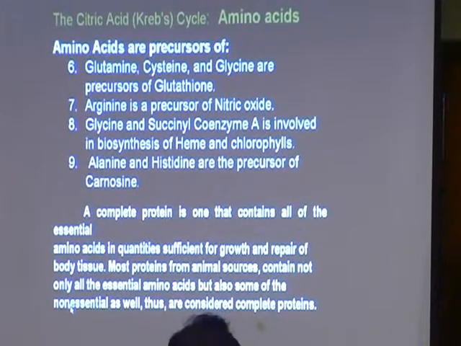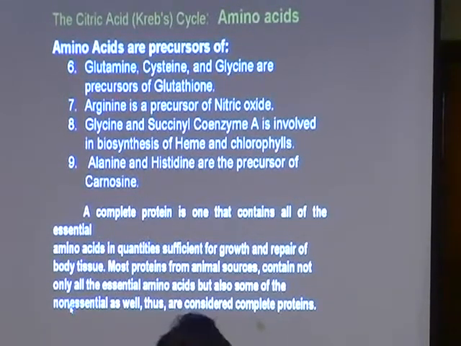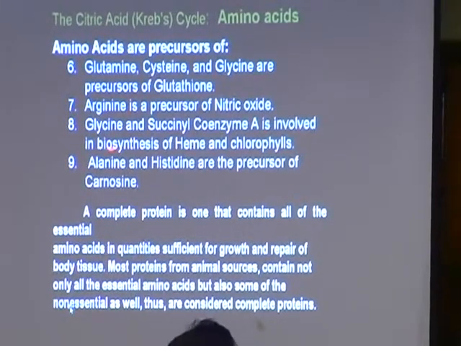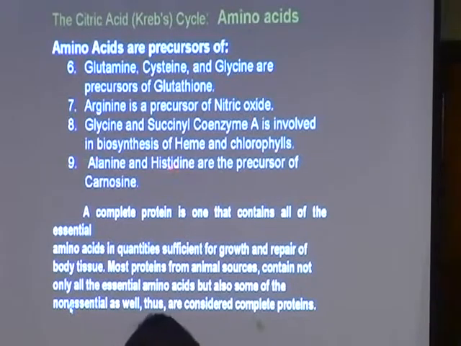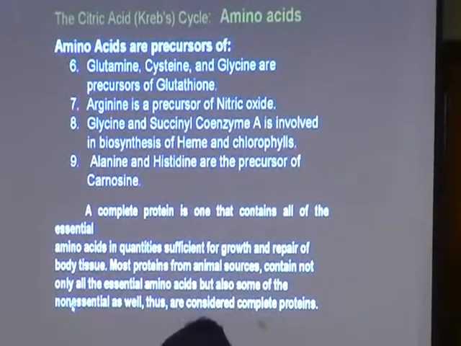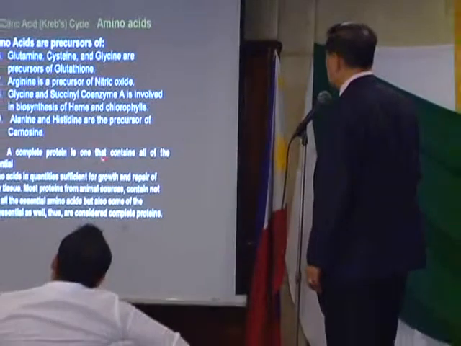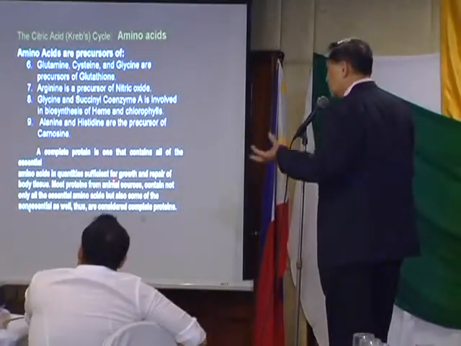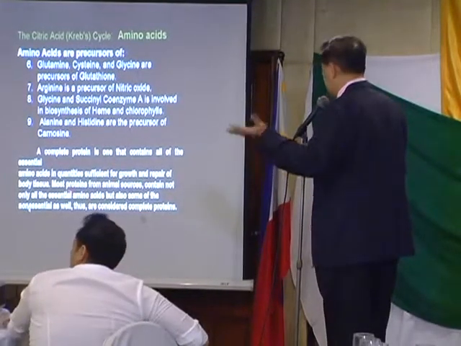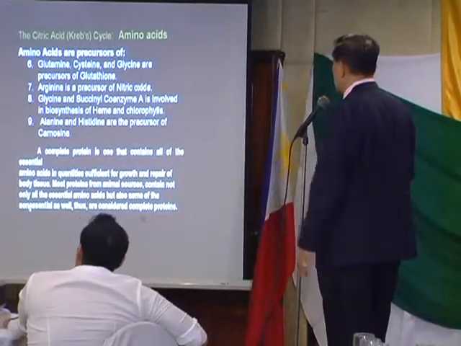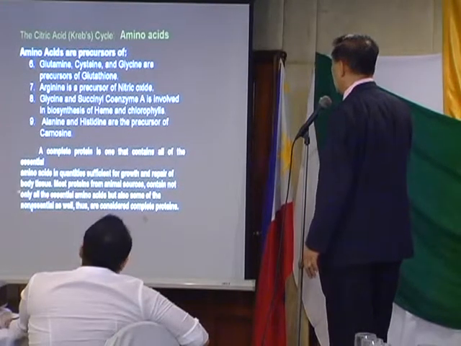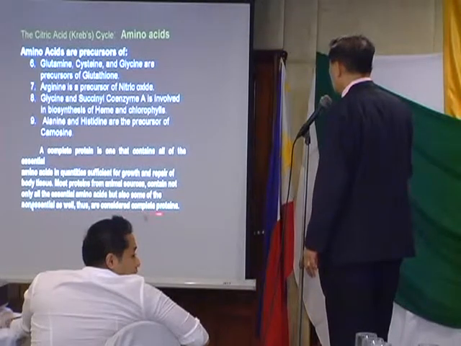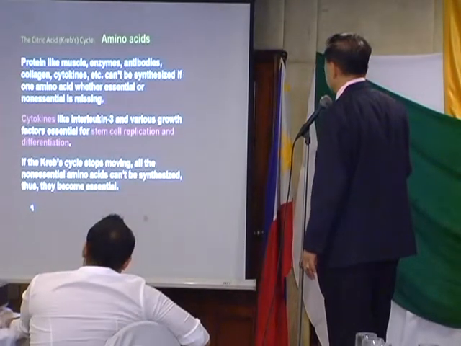Glutamine, cysteine, and lysine are precursors of glutathione. Arginine is a precursor of nitric oxide. Glycine and succinyl coenzyme A are involved in the biosynthesis of heme and chlorophylls, and alanine and histidine are the precursors of carnosine. A complete protein is one that contains all of the essential amino acids in quantities sufficient for growth and repair of stem cells and body tissues. Most proteins from animal sources contain not only the essential amino acids but also some of the non-essential ones as well. Thus they are considered complete proteins.